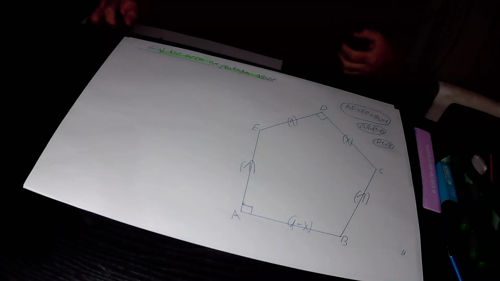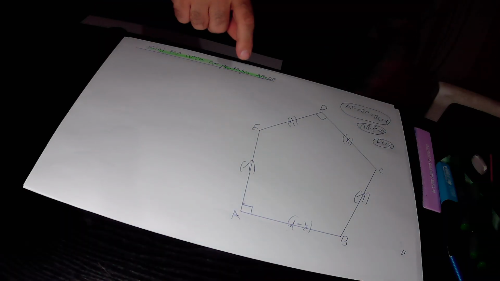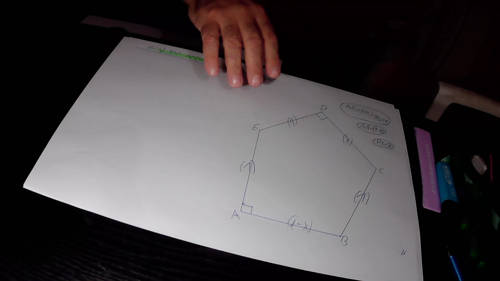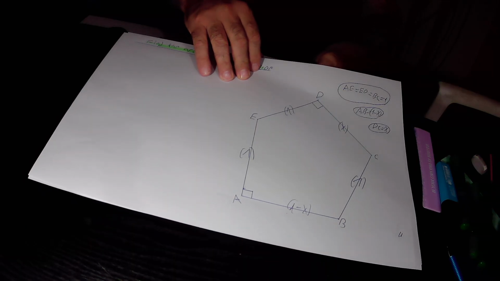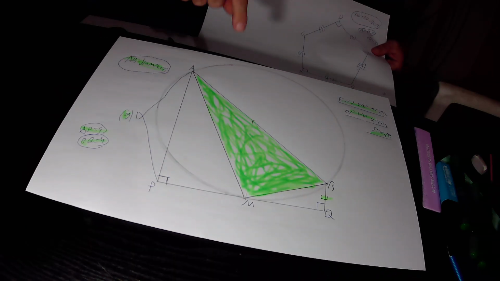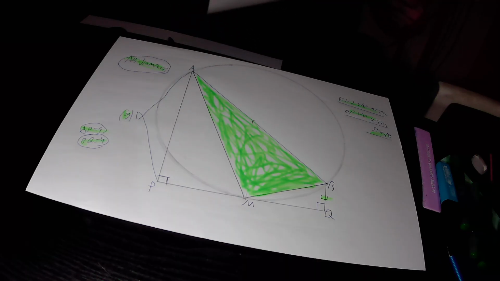Hello, in this lecture we'll answer two questions. In the first question we find out the area of this pentagon A, B, C, D, E, and in the second question we find out the area of this green shape. So we start with the first question.